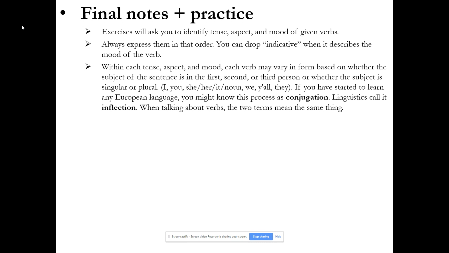So depending on this subject pronoun, or the subject itself, if it's just a noun or multiple nouns, or a plural noun, that also impacts the final form of the verb within each tense, aspect, and mood, right? So the process of changing verbs to make sense in sentences based on their subject pronouns and the tense, aspect, and mood, of course, is called conjugation.